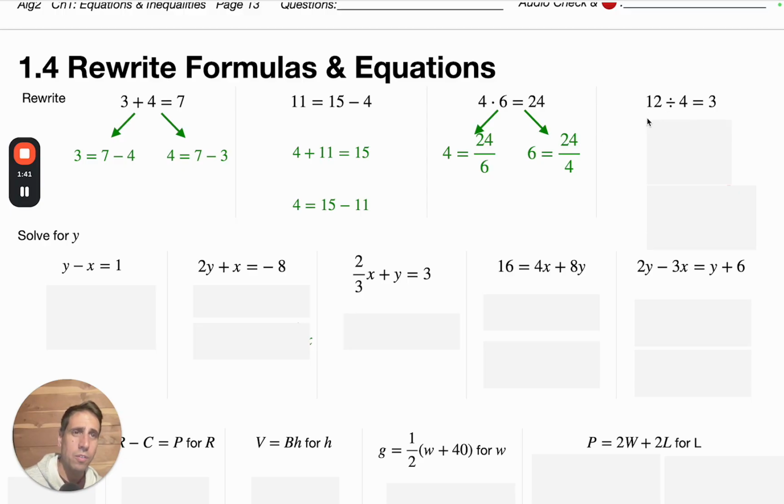What about over here? 12 divided by 4 is equal to 3. You could say, multiplying both sides by 4, the 4's cancel on the left and move over to the right, so 12 is equal to 4 times 3. And then if you wanted to, you could divide both sides by 3. And then you get what's underneath the red dot.